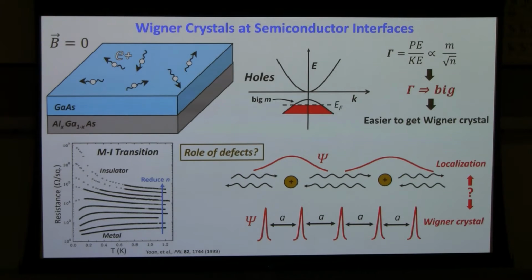Now, if you could visualize the electrons, then you could tell the difference right away. But if you're just performing transport, then it's hard to know which of these is happening. So I want to show you the data where we visualize the Wigner crystal.